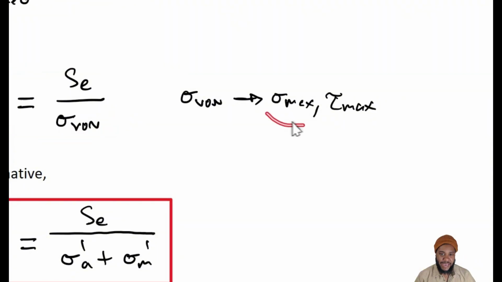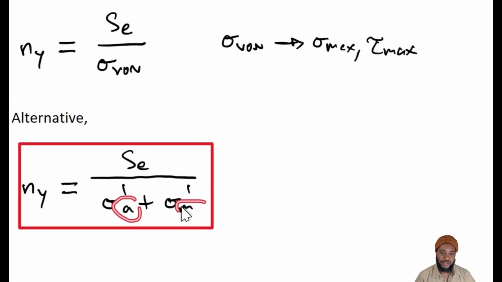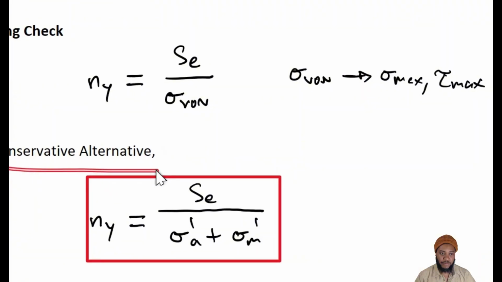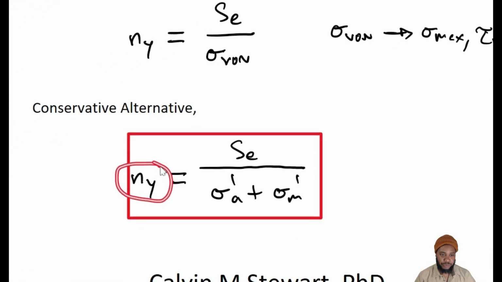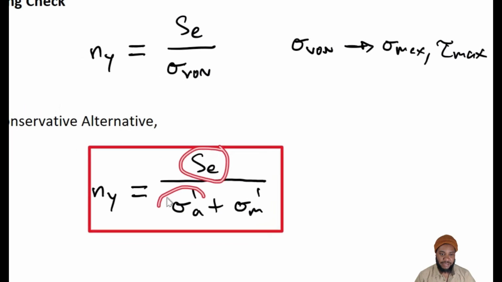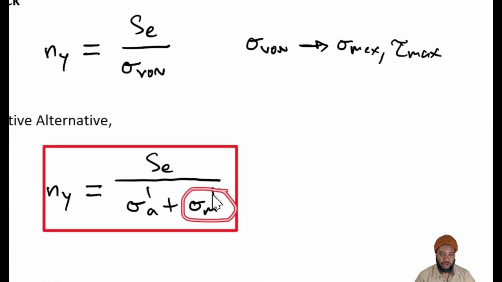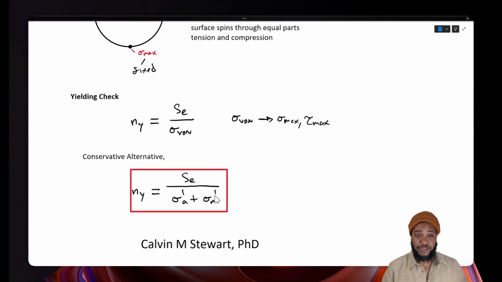Now, if the max normal and shear isn't readily available to us, but we have the amplitudes and the means, we can use a conservative alternative that the yielding safety factor is equal to the endurance limit divided by the stress amplitude in von Mises plus the mean stress in terms of von Mises. With this said, we have the tools that we need to solve fatigue problems that have multiple types of combined loading.